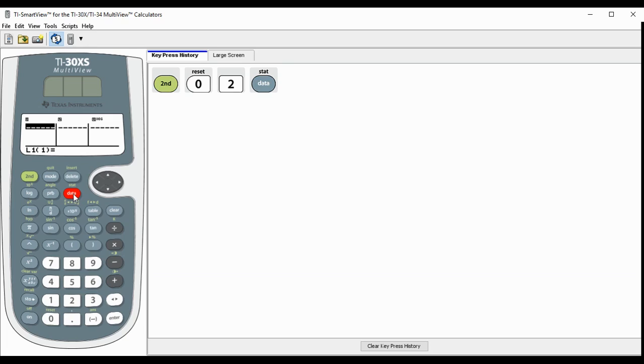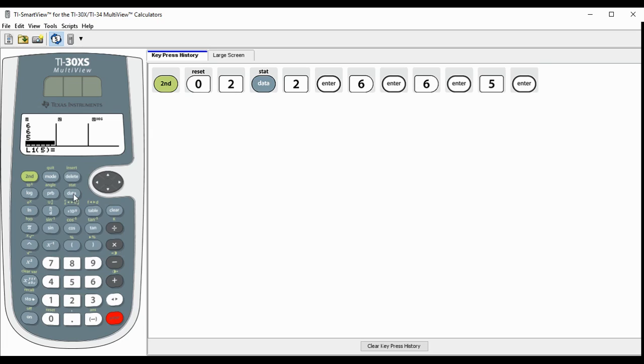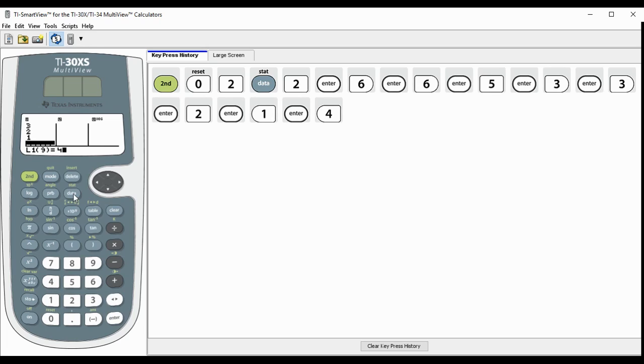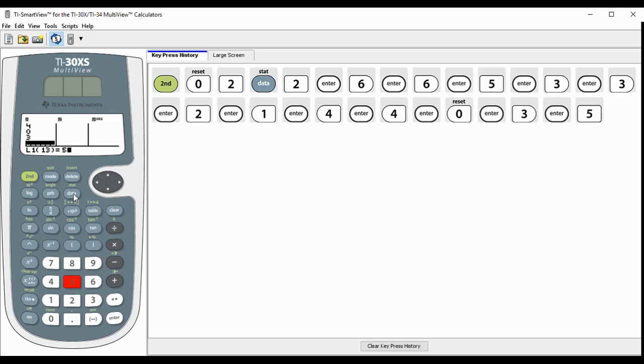So I'm going to enter my ordered pairs of our data of how many hours. So someone studied 2 hours, 6 hours, 6 hours, 5 hours, 3 hours. Someone else studied 3 hours, 2 hours, 1, 4 hours, 4 hours, 0 hours, 3 hours. Someone studied 5, 1.5 hours, and 4.5 hours.